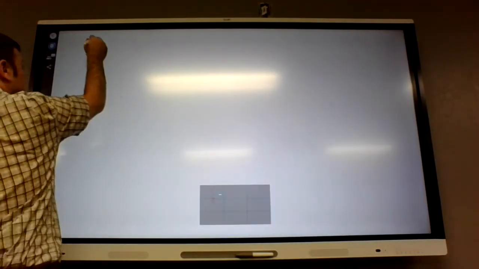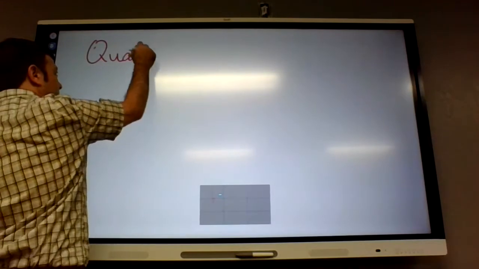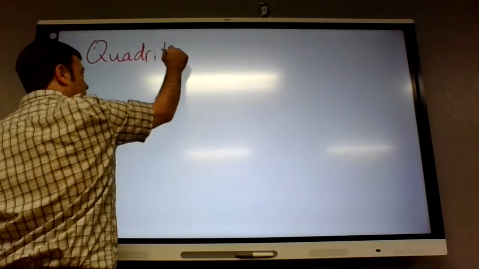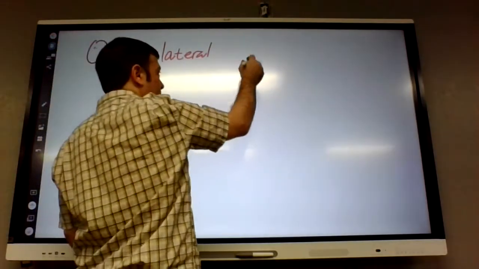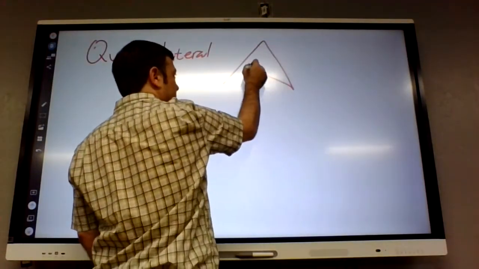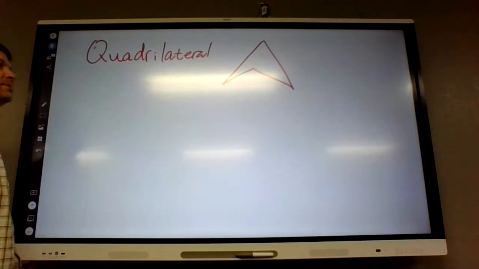Okay. Quad stands for what? 4 sides. So it can be any weird four-sided shape. Remember when we talked about convex and concave and all that stuff? So this chapter is about just quadrilaterals.